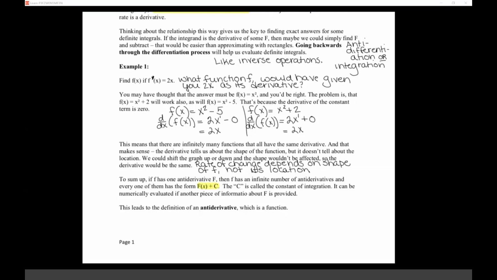Okay, so when you're doing an antiderivative and you want a function back, like I started with 2x and I wanted its antiderivative function, I get a whole family of them. All right, and you have to put the C there because we don't know what C is. You'd need an additional piece of information to determine C.